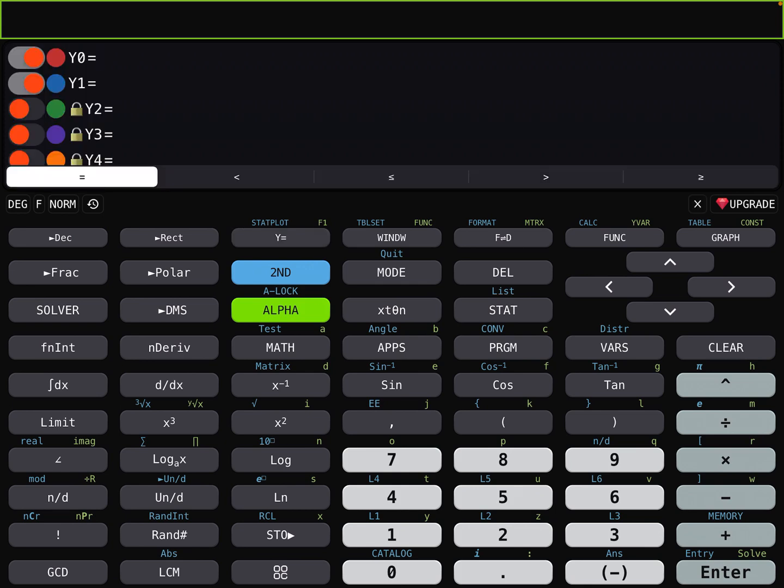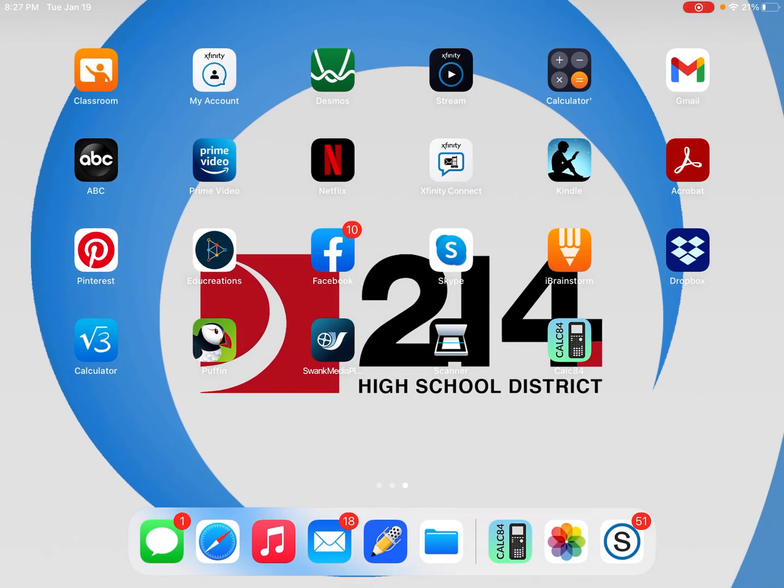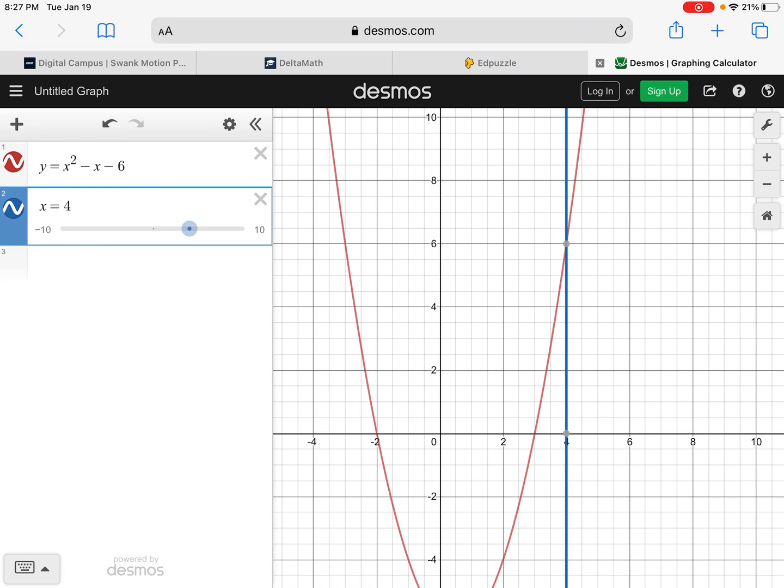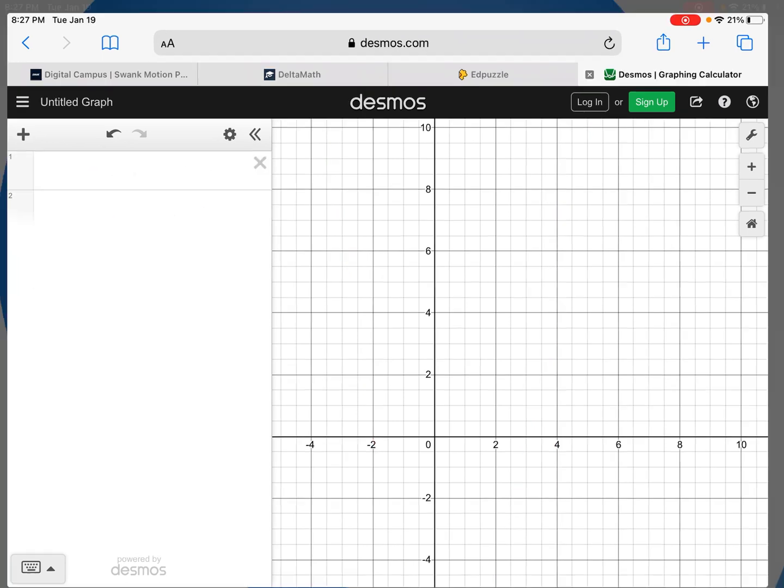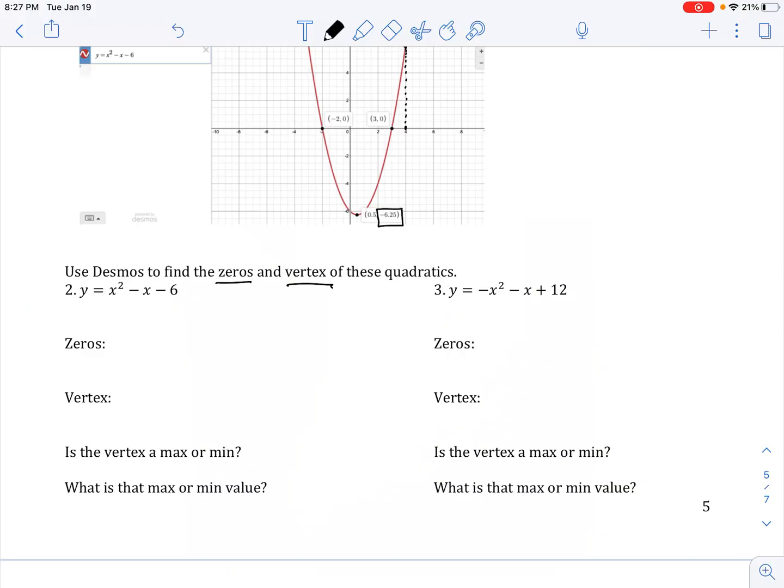Let's try to type it in. Y equals, no, I'm not going to do this. I don't know this one. So I'm going to go back to Desmos. Way easier. So you press the X to get rid of any graphs you already have.